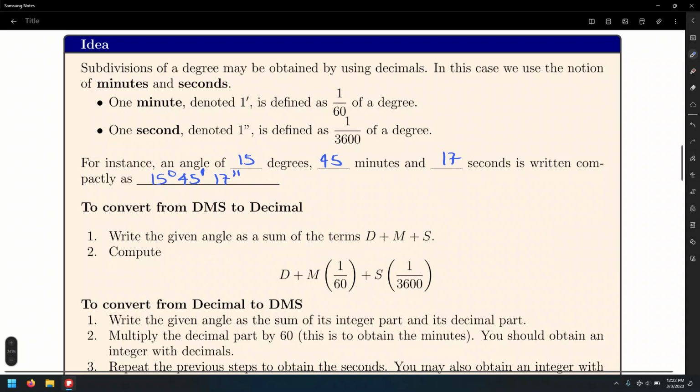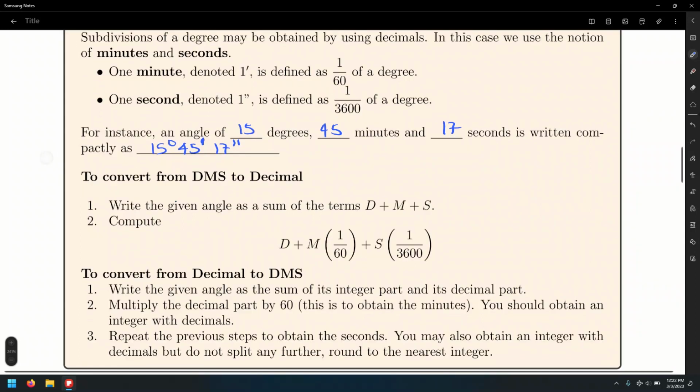Okay, so now to convert between one system and the other, we need to do some process here. So this is what we do. We're given an angle in degrees, minutes, and seconds. The first step is to rewrite it in decimal form. All we do is write these 3 numbers as a sum of 3 numbers without their symbols, and multiply the minutes by 1 over 60 and multiply the seconds by 1 over 3600.